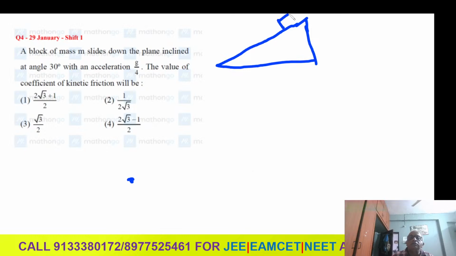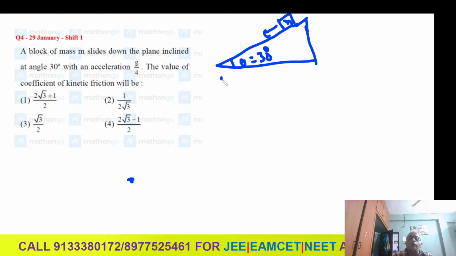Okay, students. Next: a block of mass m slides down a plane inclined at an angle of 30 degrees with an acceleration of g by 4. The body is coming down the inclined plane, theta is 30 degrees. Find the value of the coefficient of kinetic friction.